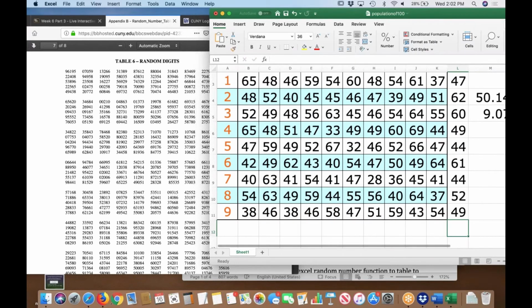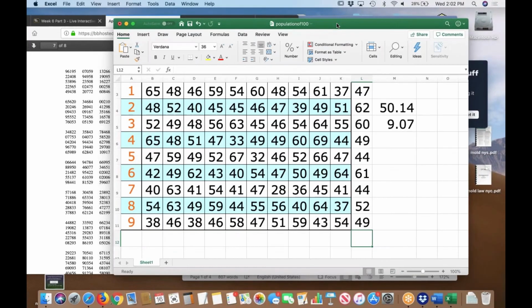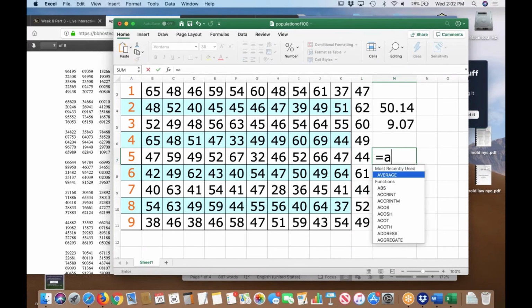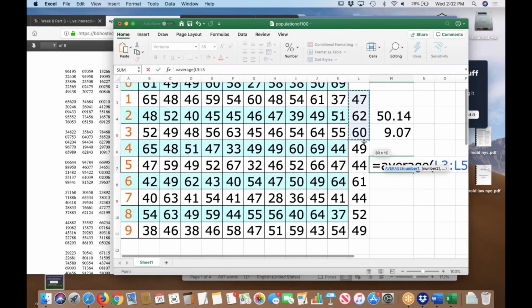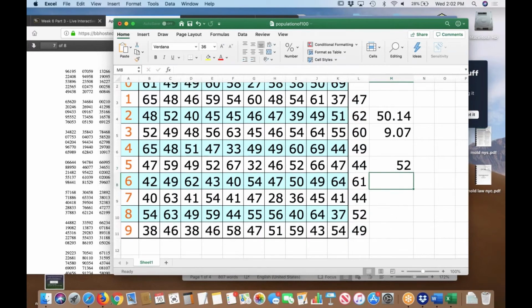Okay. Now, between me and you, if you want to just pick them out randomly, I would be perfectly okay with that, although I'd rather you get the experience of taking the time to practice this idea of taking a random sample. So I'm going to find the average of my 9 numbers. And the average comes out to be 52.